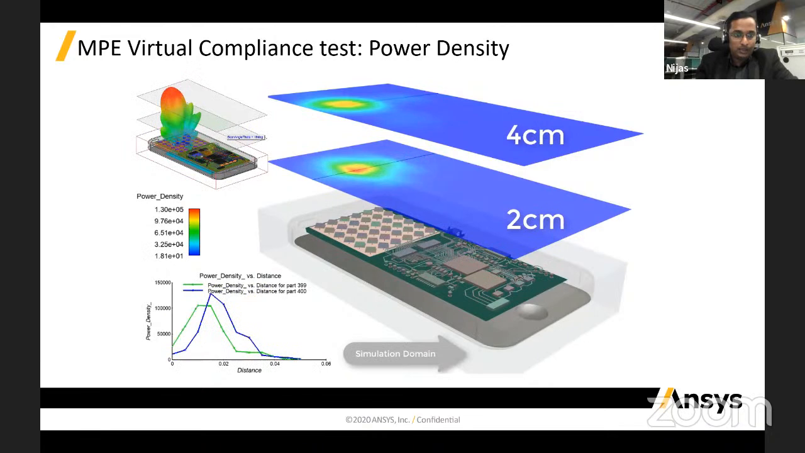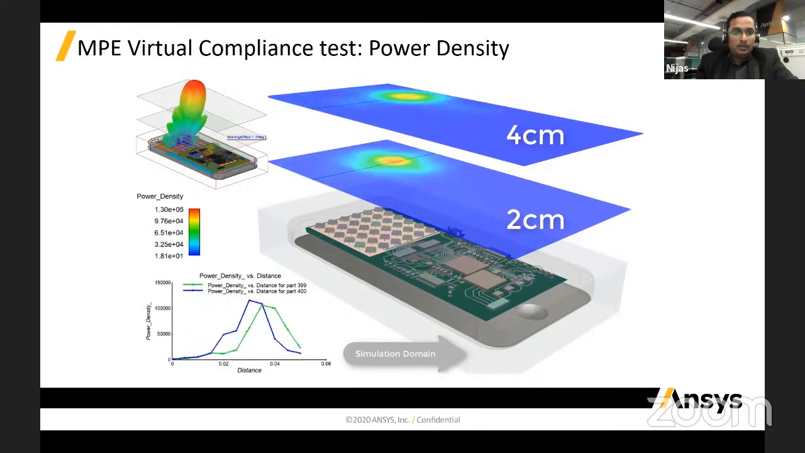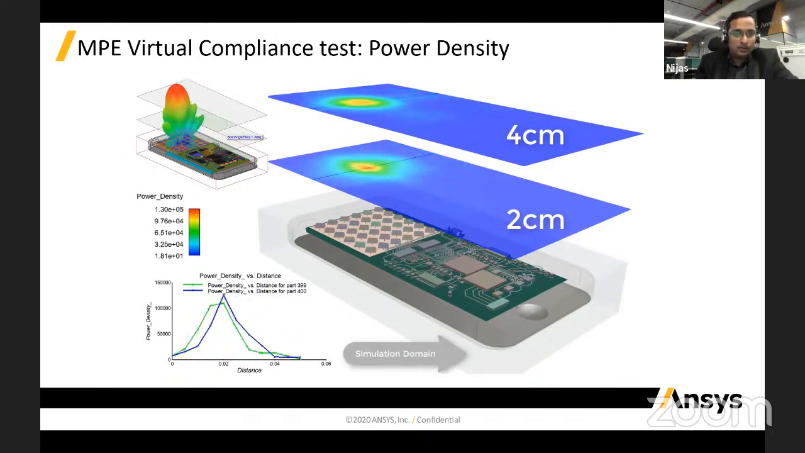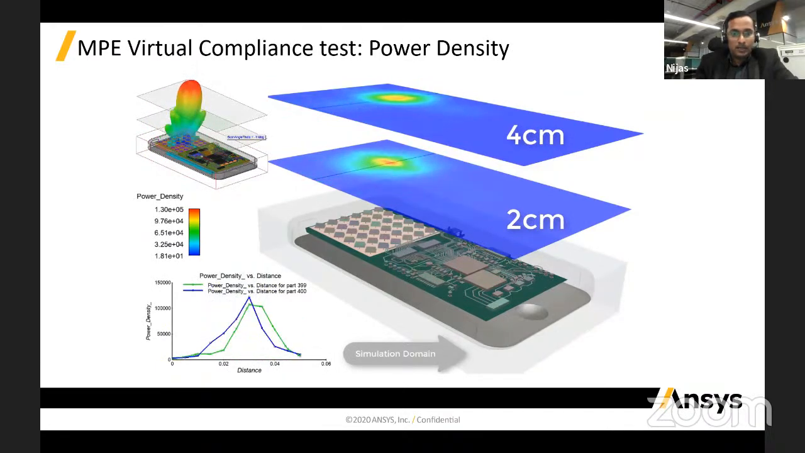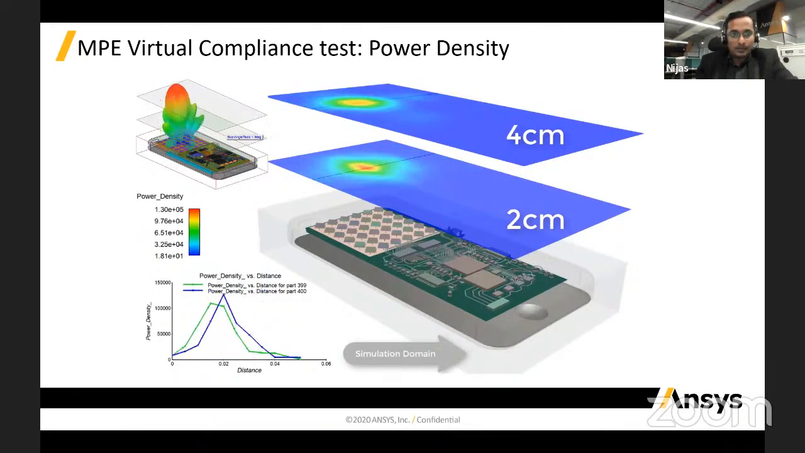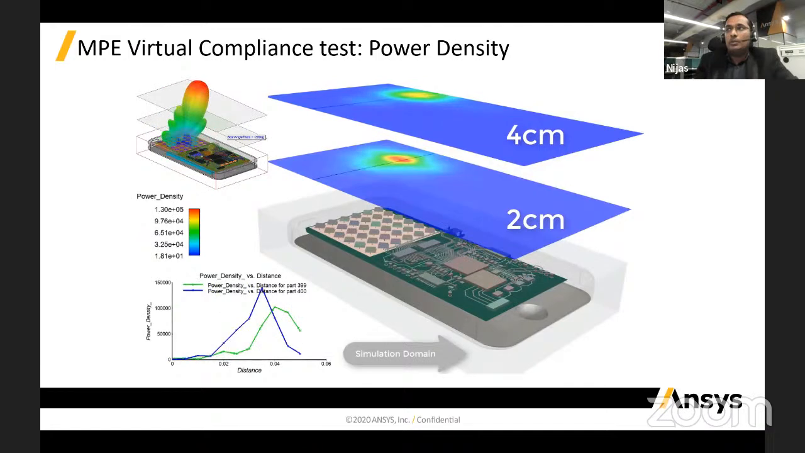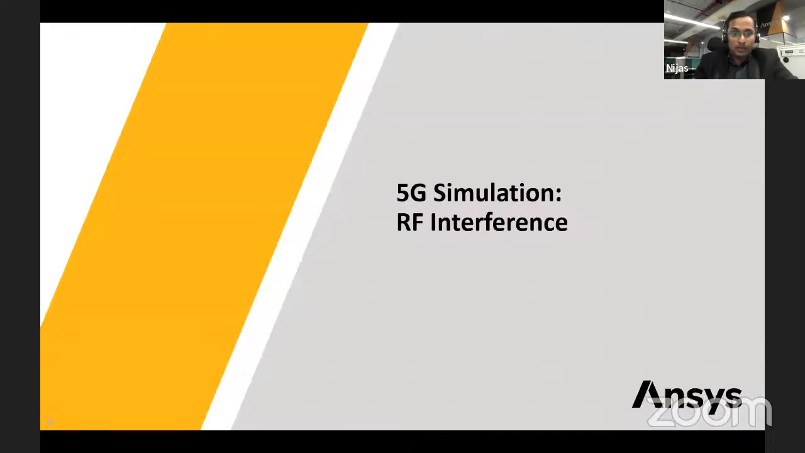The advantage is once you simulate these models in the tool, all these beam steerings are post-processing. So you run the simulation, then the tool will automatically do the beam forming and give you the power density and cumulative distribution function analysis. These are some of the requirement challenges for the user requirement. Now we will see another very important topic here, the RF interference.